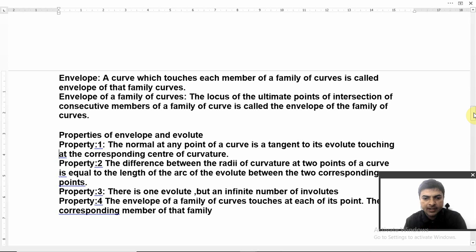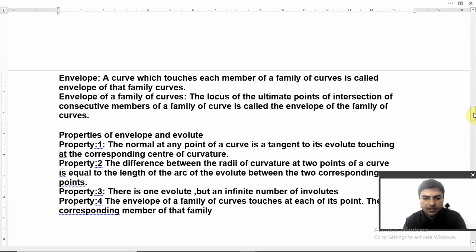Property number one: the normal at any point of a curve is a tangent to its evolute, touching at the corresponding center of curvature. I have already discussed that if you take the evolute, there will always be many tangents touching that curve, as we have seen in previous video lectures. The difference between the radii of curvature at two points of a curve is equal to the length of the arc of the evolute between the two corresponding points. Yes, I have derived this. You can go through that playlist and find the derivation.